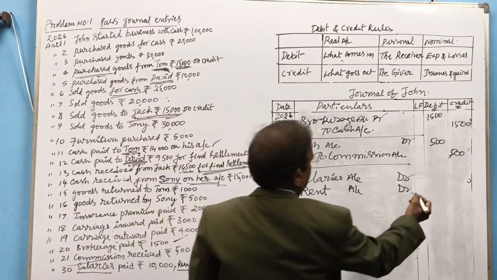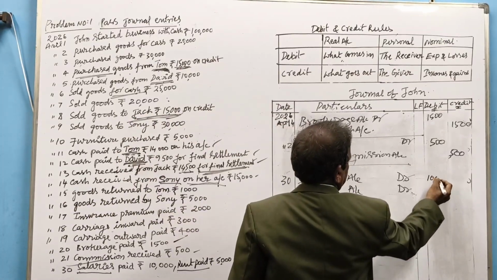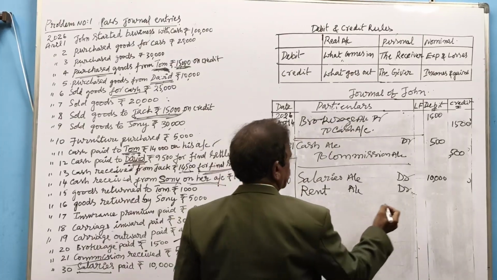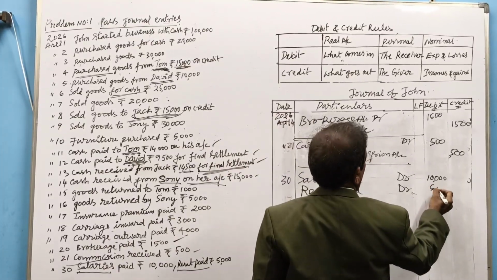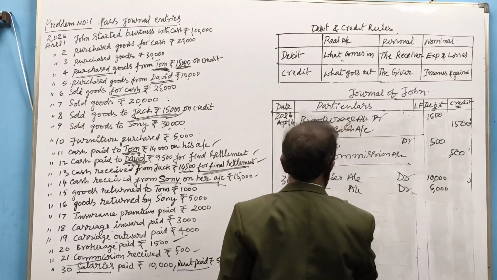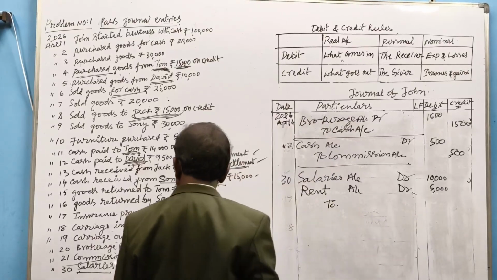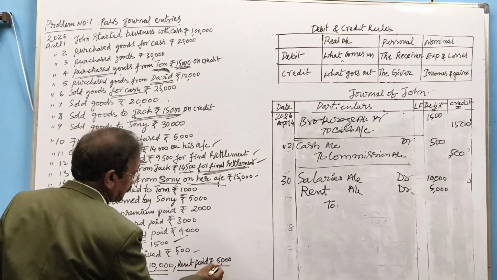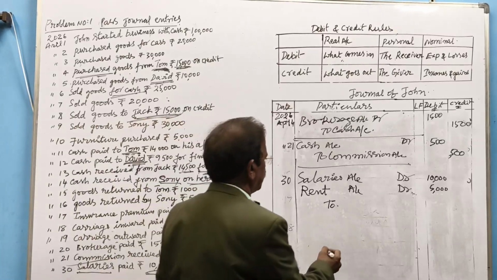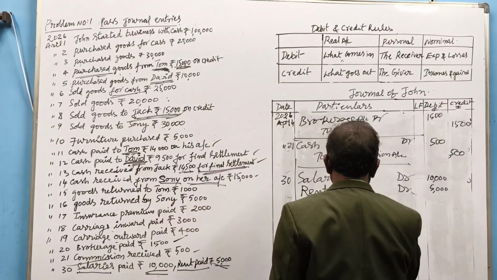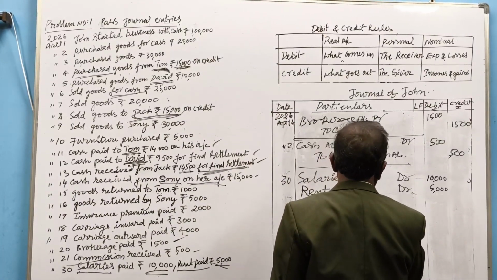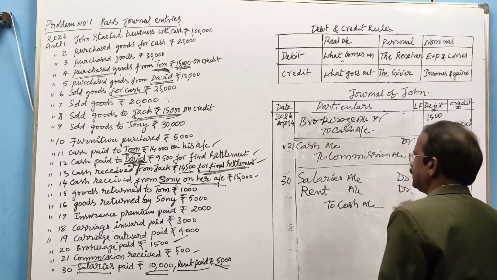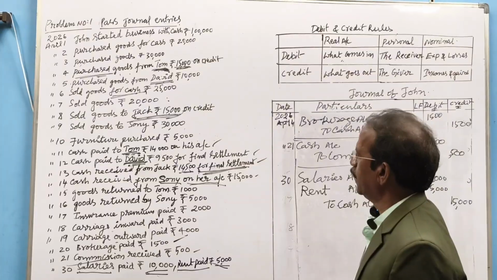Salaries is 10,000 in the debit column, rent is 5,000 also in the debit column. Totally we are paying 10,000 plus 5,000, 15,000 cash is going out. Cash account 15,000. This is the way you have to write the journal entries.